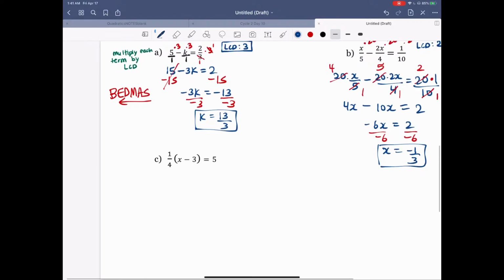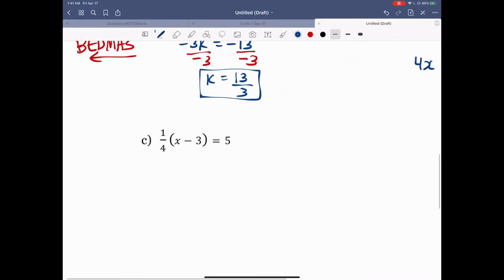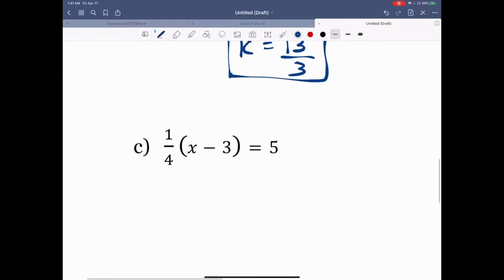Okay, so this one over here, C. 1 over 4 bracket x minus 3 equals 5. So I am going to find the LCD. Well, is it 20? No, it's not, because the 5 has a denominator of 1. I really am only looking at denominators. And between the two denominators, 4 and 1, the LCD is 4. So I'm going to multiply both by 4.